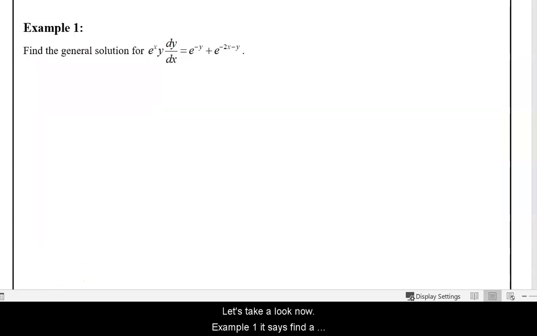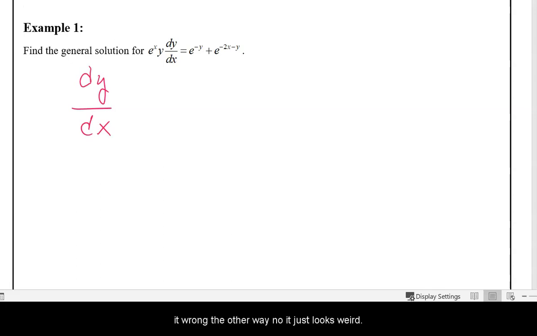Let's take a look now at example 1. It says, find the general solution to this differential equation. The first thing I need to do, which of course the textbook left off, is solve for dy dx. So I need to isolate the dy dx on one side. Typically, we leave it on the left because we're going to want the differential dy on the left because, well, we just like it there. We like to have y equals, not stuff equal y. Is it wrong the other way? No, it just looks weird.